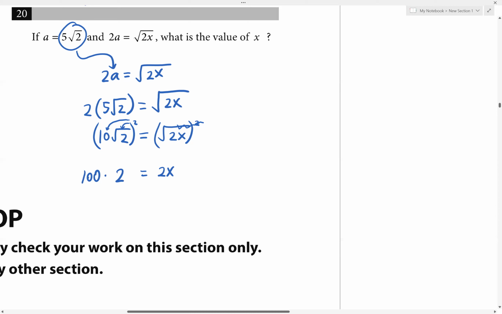To solve this out, 100 times 2 is 200, equal to 2x. So for x, divide by 2 on both sides, x equal to 100. And that should be our final answer. If we plug it back into the equation to check, it should work. So x equal to 100, and that's it for number 20.